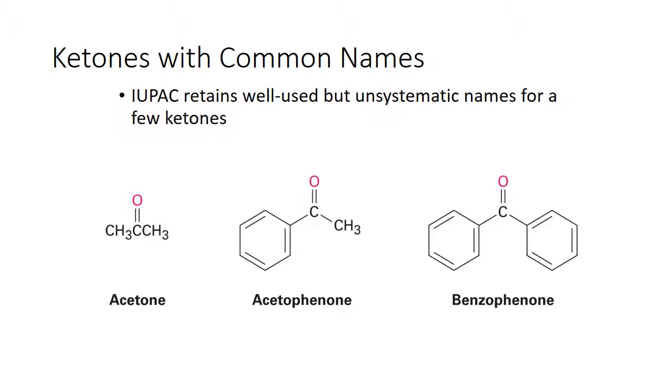There are several ketones that have common names, and you've already encountered acetone, particularly in the lab. We use acetone. It's a common solvent. You can even go to a hardware store and buy acetone. The systematic name would be propanone, but acetone is what we usually call it. Acetophenone is a common name, and then benzophenone. Those are two common names that are used quite a bit.